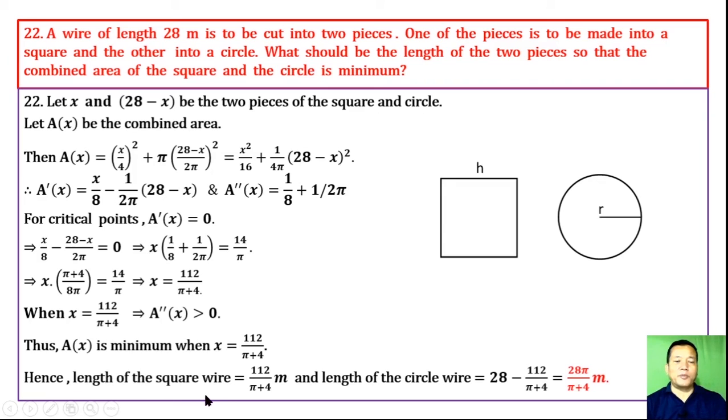Hence, the length of the square wire is 112 by pi plus 4 meter, and the length of the circle wire is 28 minus 112 by pi plus 4. That is 28 pi by pi plus 4 meter.